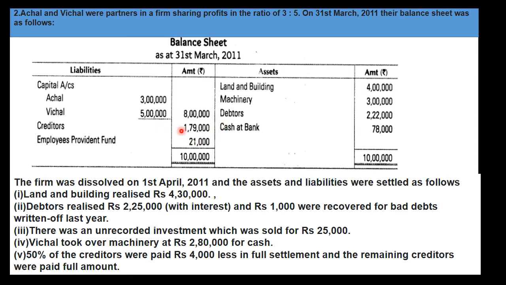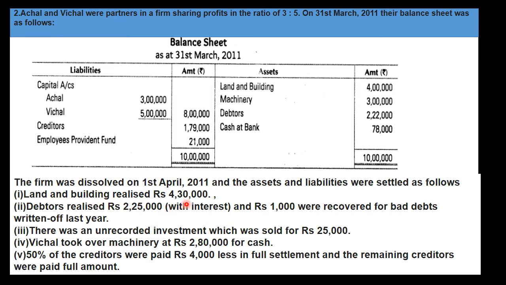Creditors 1,79,000 and employees provident fund 21,000. These two balances will be transferred as external liability towards realization account. On asset side, land and building is given to us as rupees 4 lakh and machinery of rupees 3 lakh, debtors of rupees 2 lakh 22,000 and bank balance of rupees 78,000. Except bank balance, all these assets will be transferred to realization account debit side.